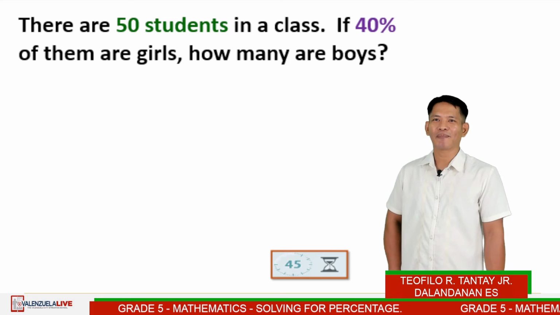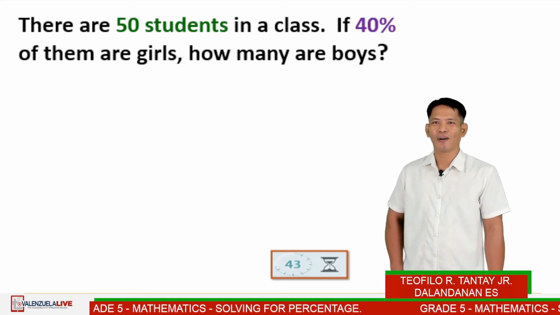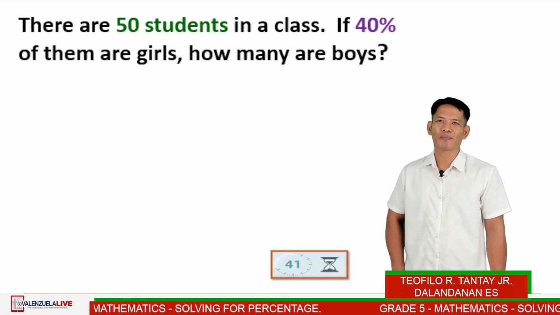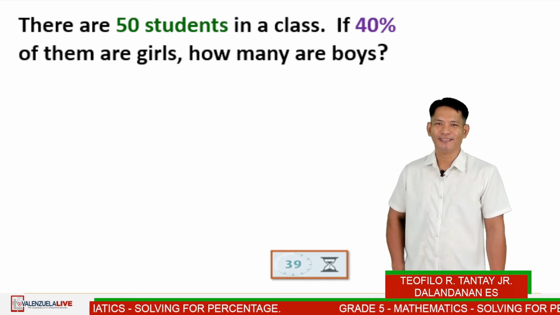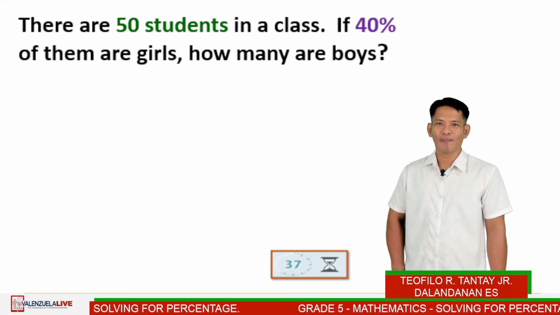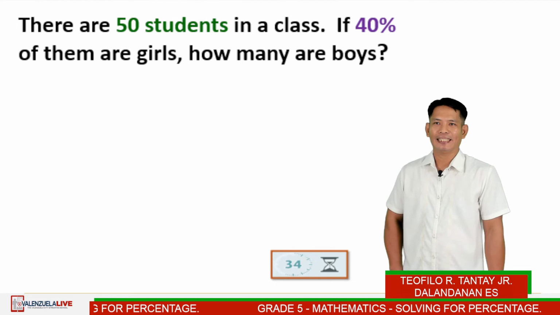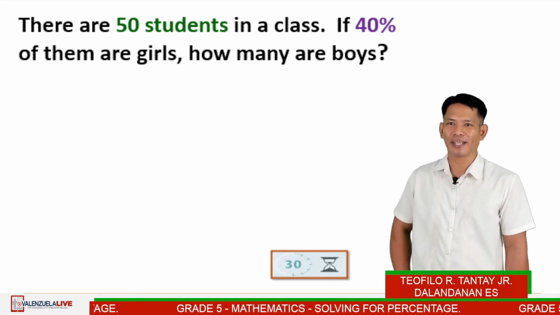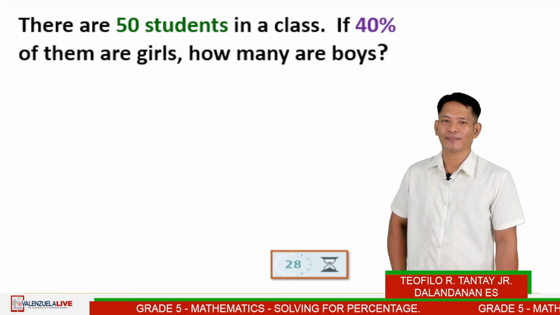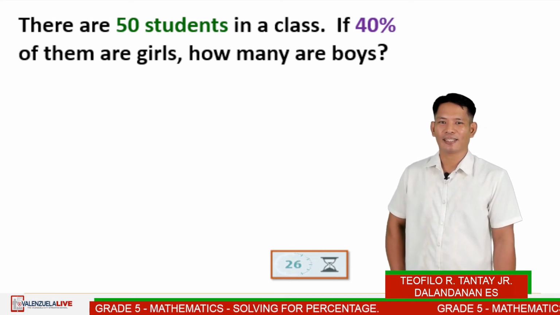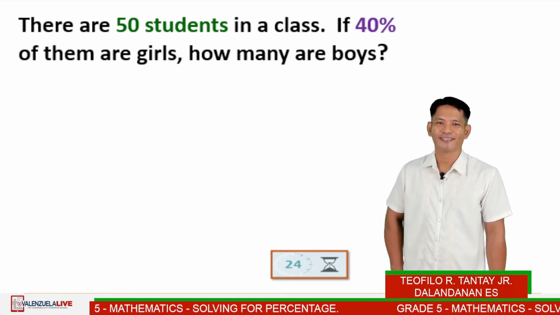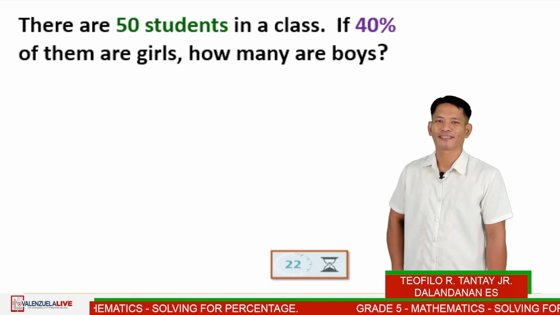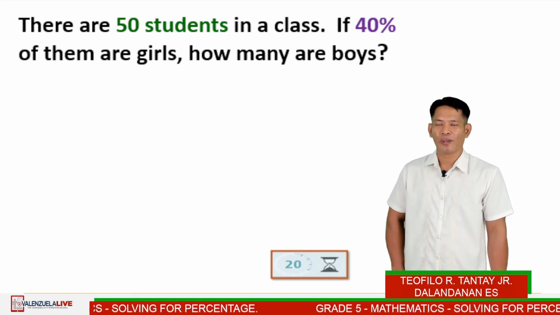40% represents the number of girls. So how many percent represents the number of boys? In this problem, we are going to find the number of boys instead of the number of girls. Okay, so we have 20 seconds left.